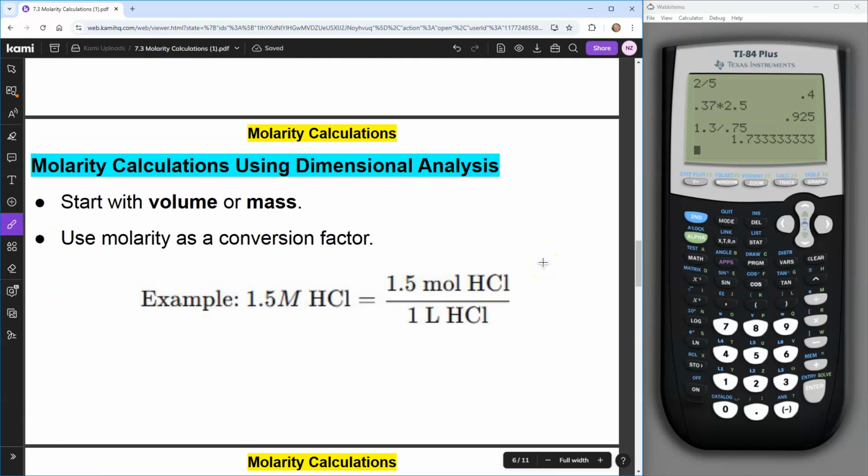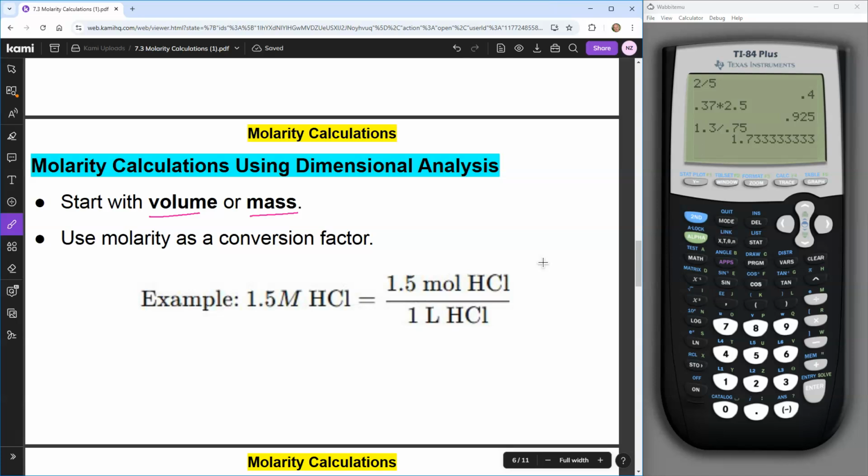All right, let's move on to using molarity in dimensional analysis. So we're going to be doing some multi-step problems, and we can use molarity as a conversion factor. You never, ever, ever start with molarity. So don't do it. Don't be that person that starts with molarity. You're either going to be starting with volume, mass, or suppose you could start with moles, but you'll never, ever start with molarity.